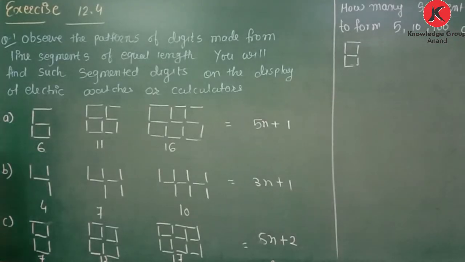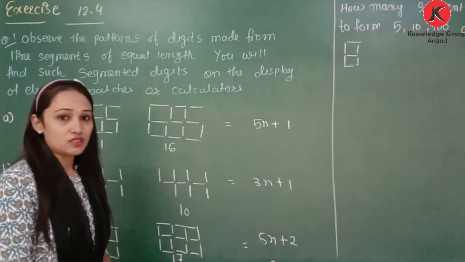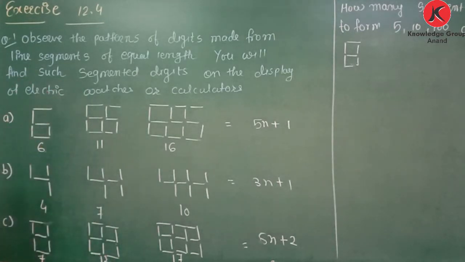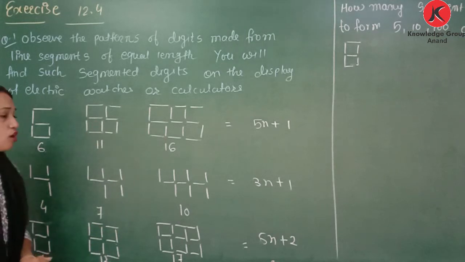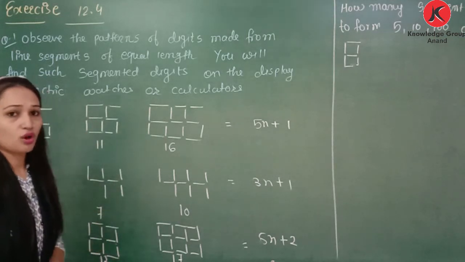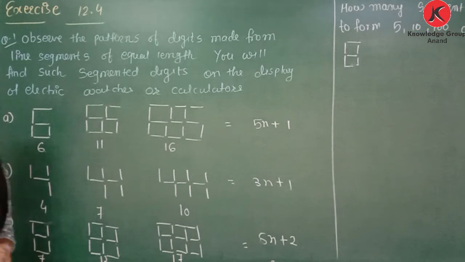Now let's take exercise 12.4 using patterns. Question number 1 is: observe the pattern of digits made from the 9 segments of equal length. You will find such segmented digits on the display of electric watches or calculators. We have already seen this kind of digits on electric watches or calculators. Here we need to solve an example in which the pattern for a 6 is given.